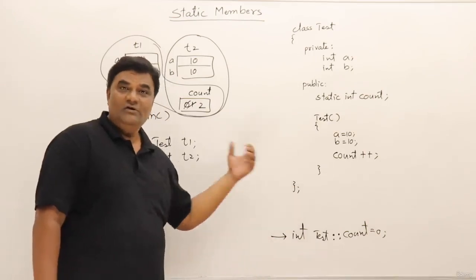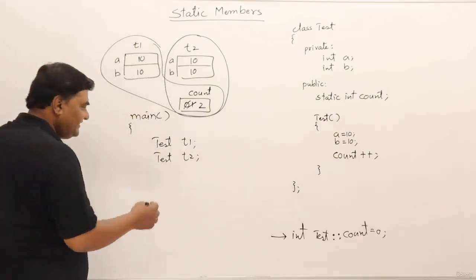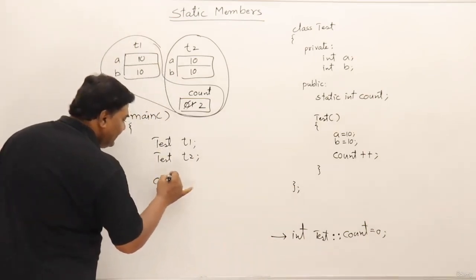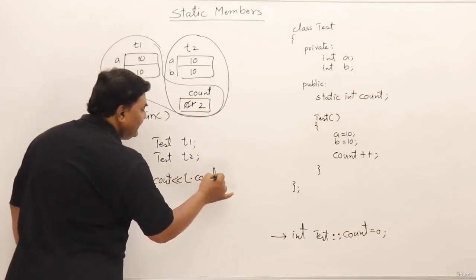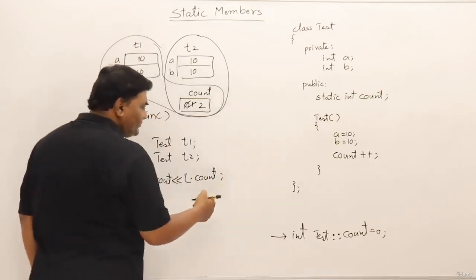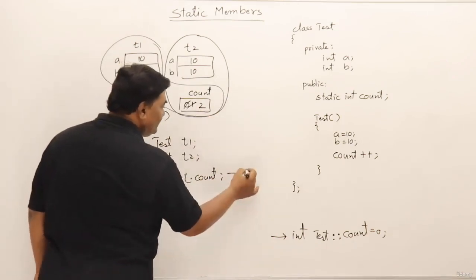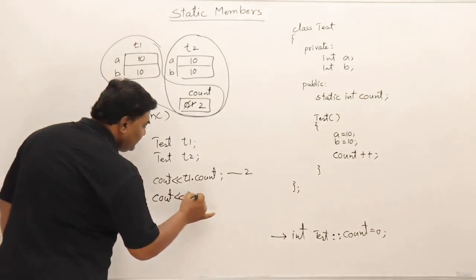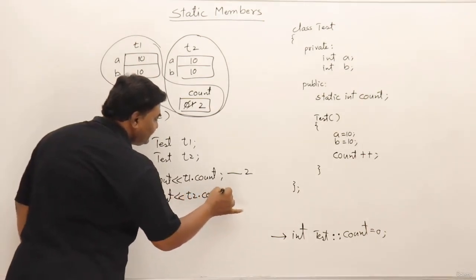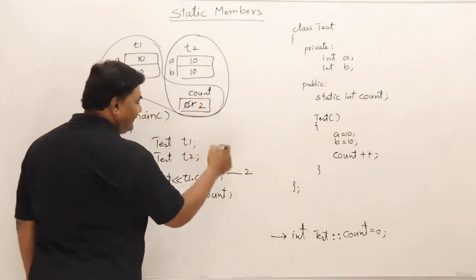Now let us see how to access that static variable. Can I say cout t1.count? Yes, I can access because it's public. So what will be displayed? What's the value now? 2. Can I say cout t2.count? Yes, it's public. I can access. What's the value? 2 only.